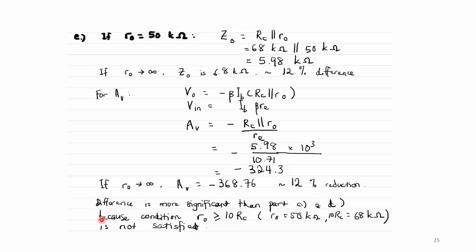So the difference here is more significant for part E compared to parts C and D, because the condition of R out being bigger than 10 RC is not fulfilled. R out is going to be 50 kilo ohms, which is the value that has been given, and 10 RC, because our RC now is 6.8 kilo ohms, is 68 kilo ohms. In the fixed bias example just now, which had a 6% difference, RC was 3 kilo ohms, so this condition was fulfilled. But with 50 kilo ohms, this has not been fulfilled, and we do expect that the difference is more significant.